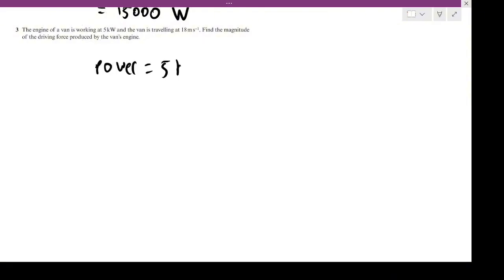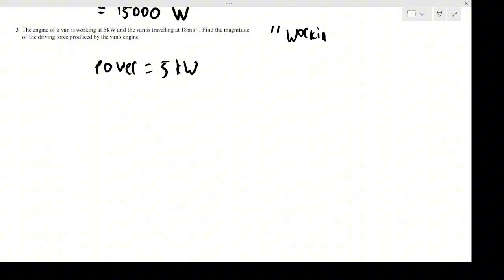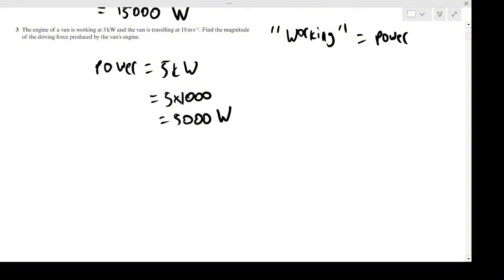Pay very special attention, they like doing that sometimes. They don't explicitly mention power, but working very specifically means power, because remember, power is the rate of work. So the power is 5 kilowatts, but it has to be in watts. It's in kilowatts, so remember a kilo is 1,000, so we need to multiply by 1,000, which is going to be 5,000 watts.